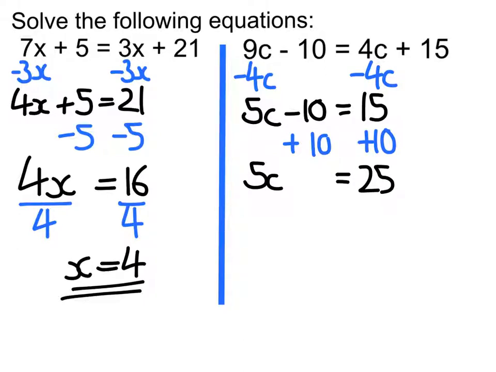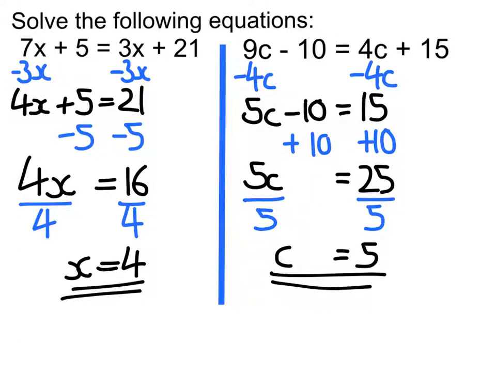So I've got it to the state where I have numbers on one side, letters on the other, so I'm just left with dividing by the number in front of the letter. In this case it's 5. So 5c divided by 5 is c, and 25 divided by 5 is 5. So my answer is c is equal to 5.